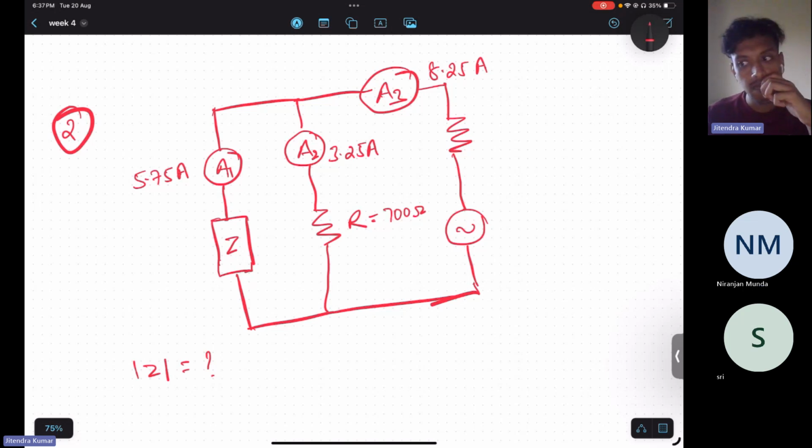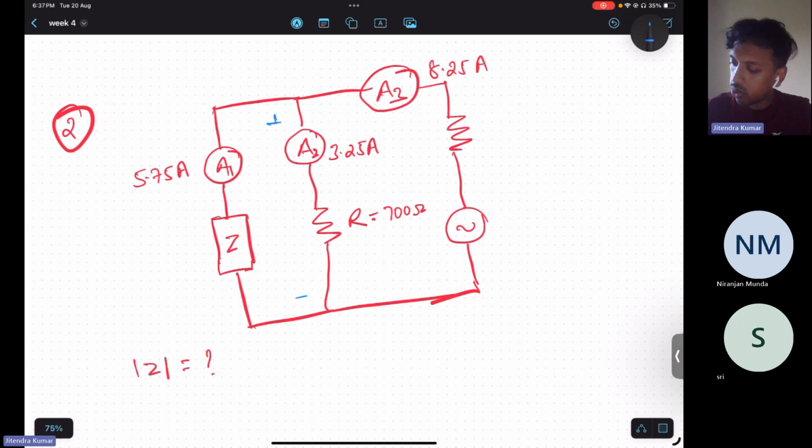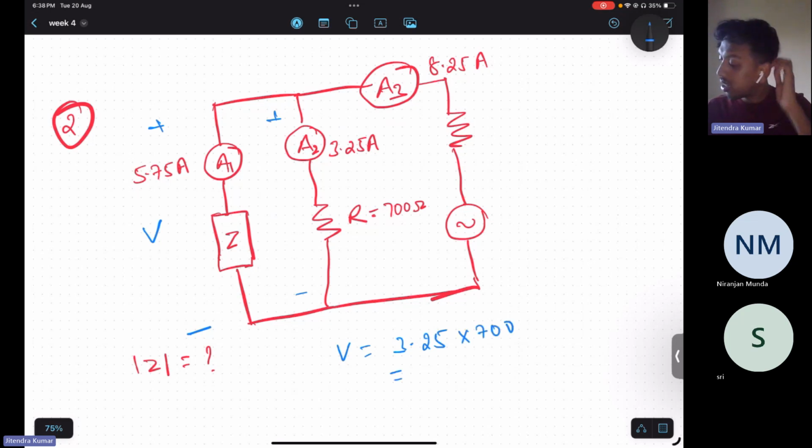Student: The A2 value is given, R is given, so the voltage can be found. The voltage of both branches will be the same, sir. Yes, exactly, the voltage across both will be the same. So whatever voltage we get here, the same voltage will be here. So V is equal to 3.25 into 700, right? Let me calculate.